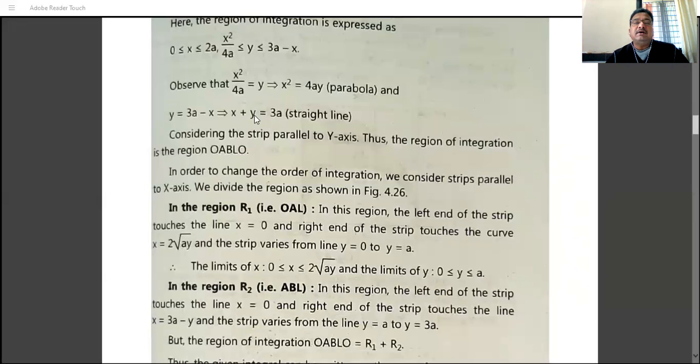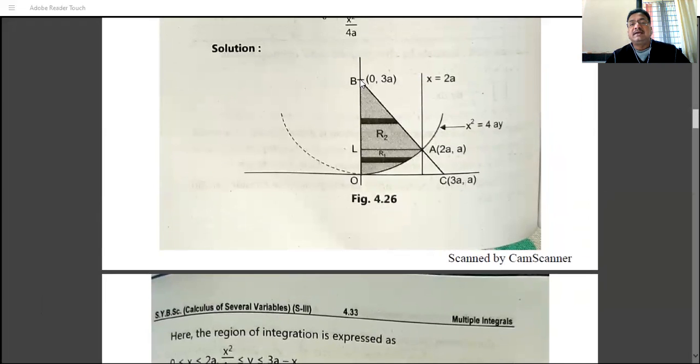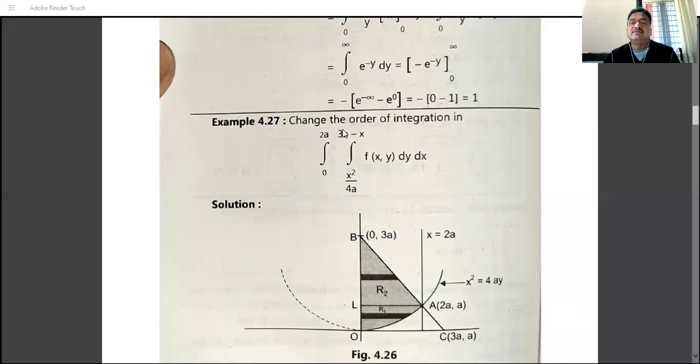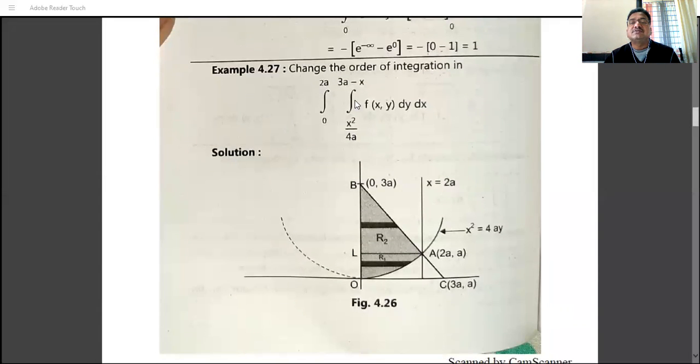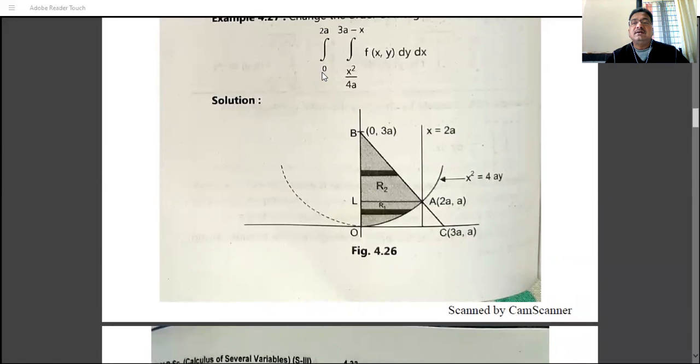Then how can we obtain another point? Substitute x is equal to 0. Then y is 3a. And so (0, 3a) is another point on the line. So mark these 2 points on the x-axis and y-axis and draw the line passing through them. So we get the diagram of y is equal to 3a minus x, or x plus y is equal to 3a. Okay.